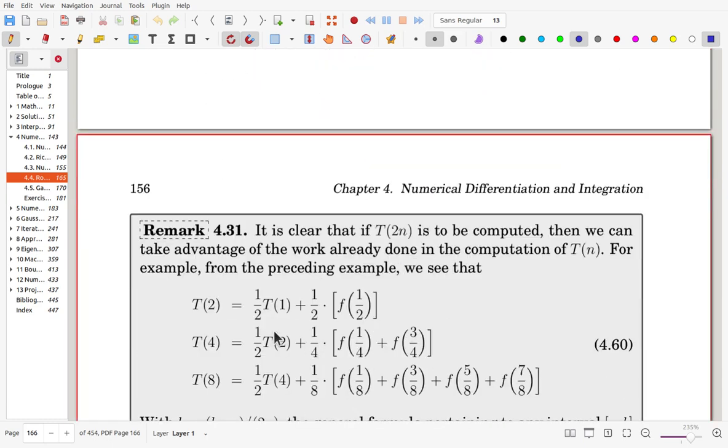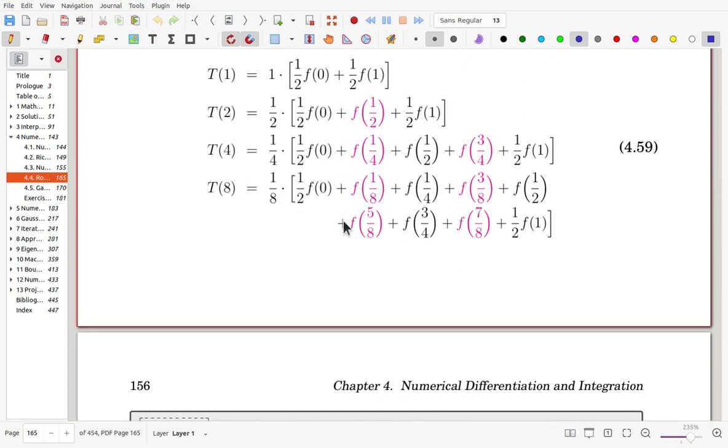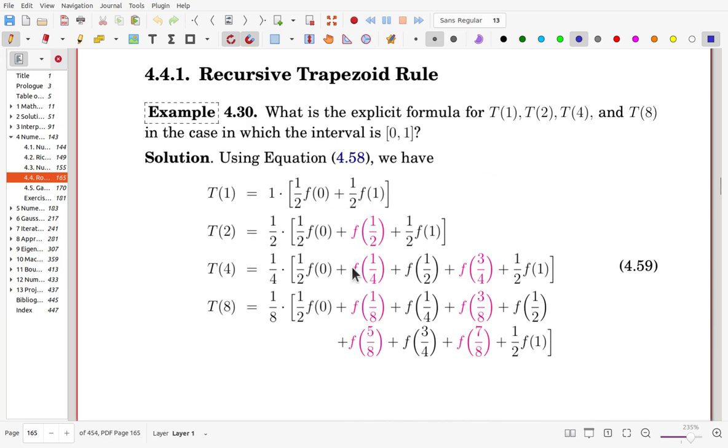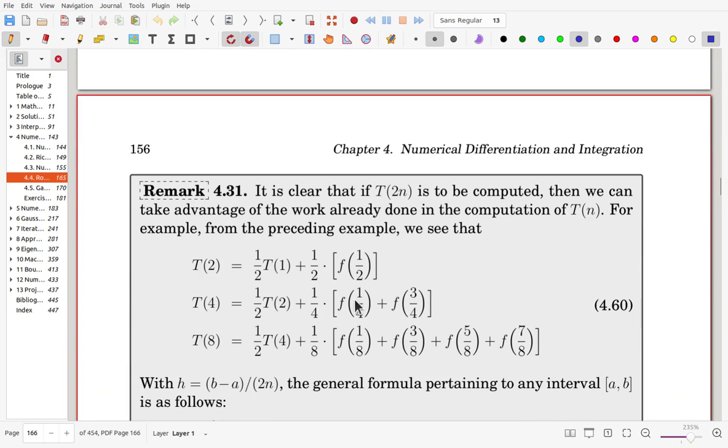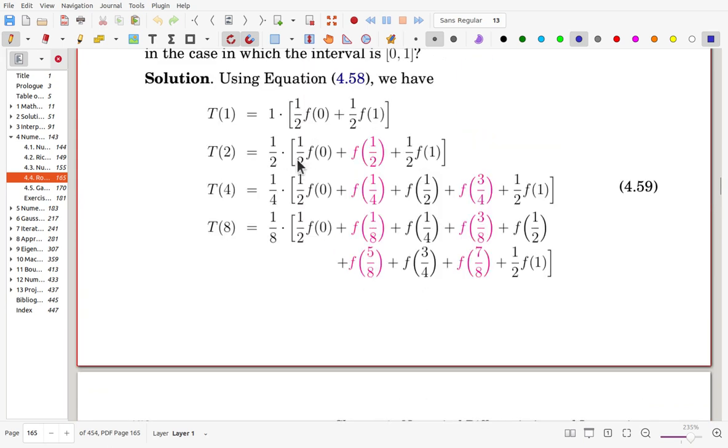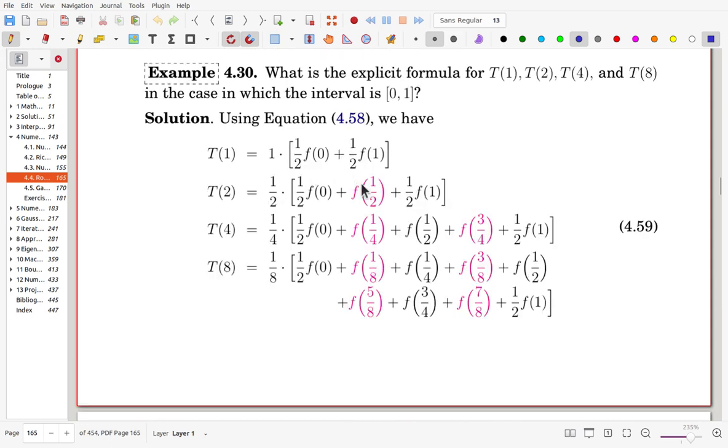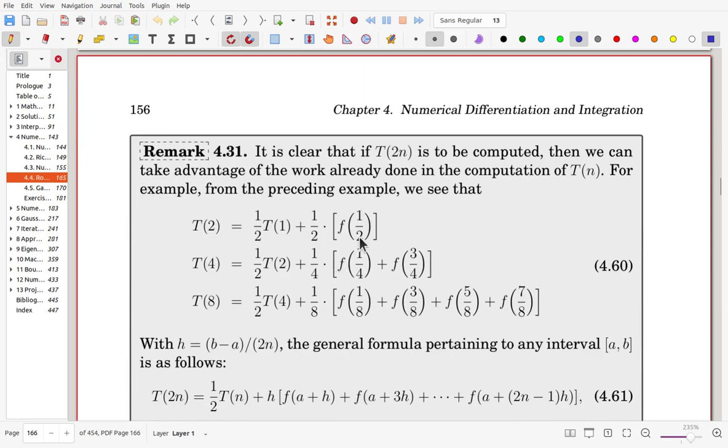From this observation, it is clear that if T of 2n is to be computed, then we can take advantage of the work already done in the computation of Tn. And for example, here we explicitly write the formulas. Okay, T2 is now same as this value, but rather than 1, we are using half, so that half of T1 plus now half of this value, that is exactly this one.